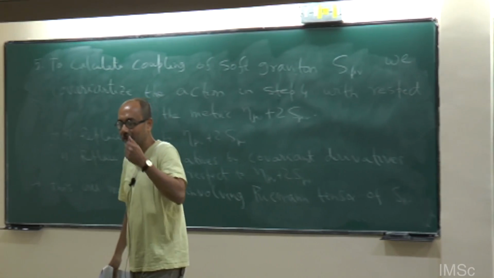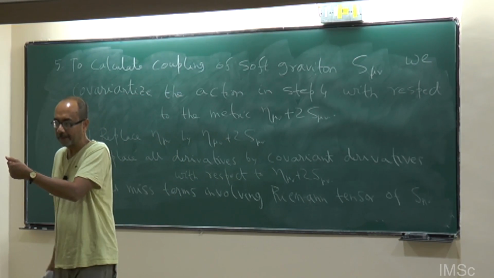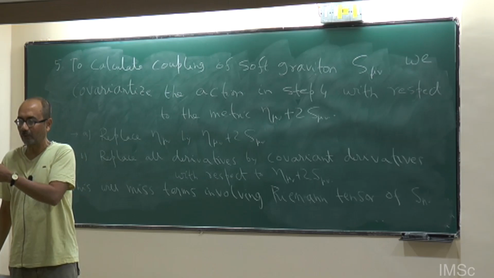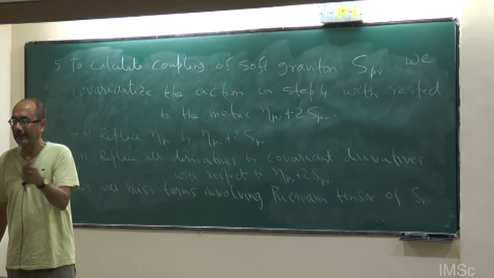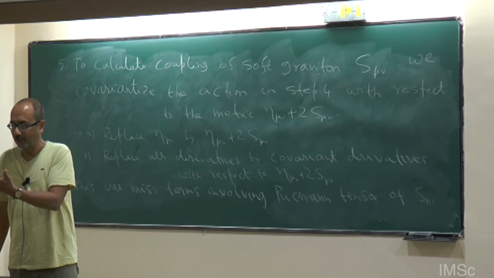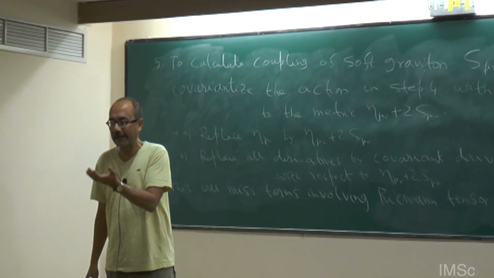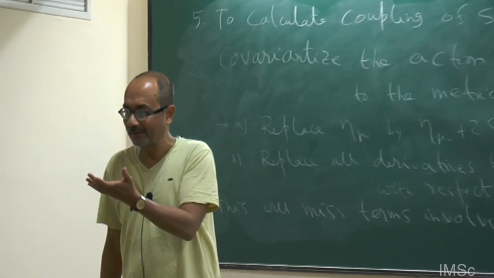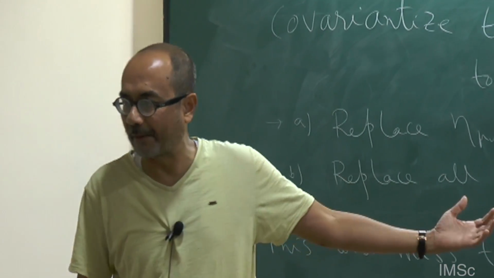So suppose you have del mu, and you generalize to D mu D nu. Now if you generalize to D mu D nu or D nu D mu, nobody tells you which, right? So that differs by the Riemann tensor. So those terms you will miss. You cannot fix it by this procedure.